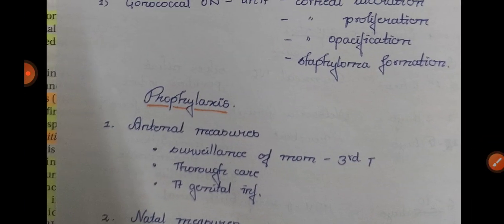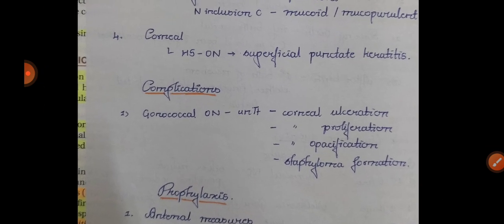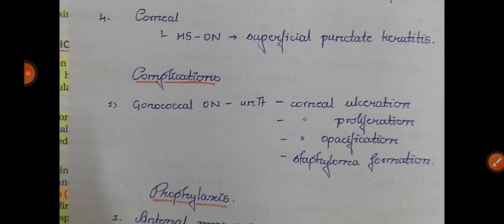Next, corneal involvement. In herpes simplex ophthalmia neonatorum, we can see superficial punctate keratitis. Complications of gonococcal ophthalmia neonatorum are corneal ulceration, corneal perforation, corneal opacification, and staphyloma formation. So: ulceration, perforation, opacification, and staphyloma.